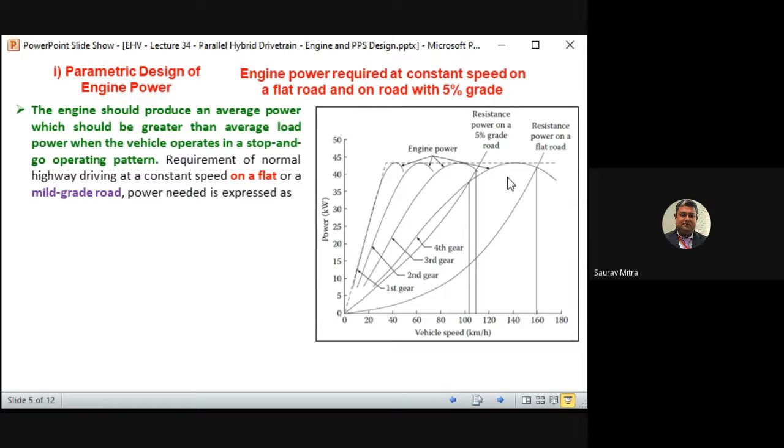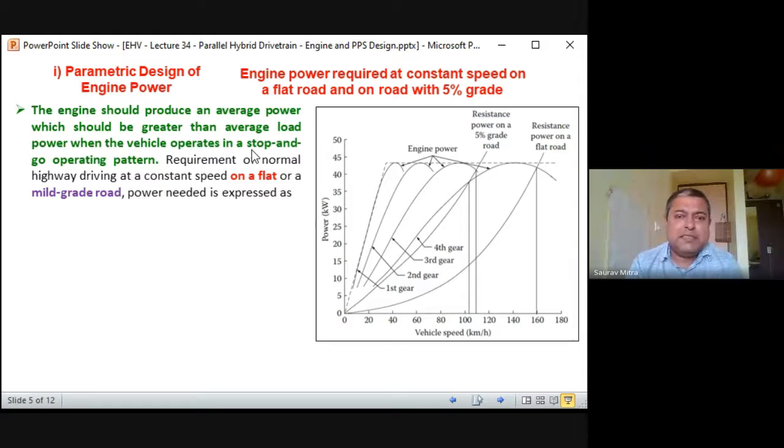So if the engine produces 120 kilowatt, then it can very easily supply that 100 kilowatt. So on the flat road, it is not a problem. But whenever there is city or high traffic driving, in that case the vehicle actually goes through a stop and go operating pattern. In that case, generating high power for a longer period of time is difficult, because very frequently we are decelerating the car. But in that case also, they are saying that, that is a test of the engine, whether the engine can do that or not. So the engine should produce an average power which should be greater than the average load power when the vehicle operates in a stop and go operating fashion.